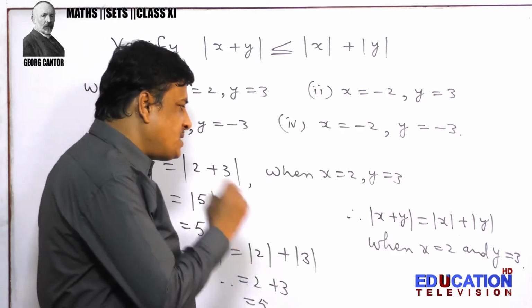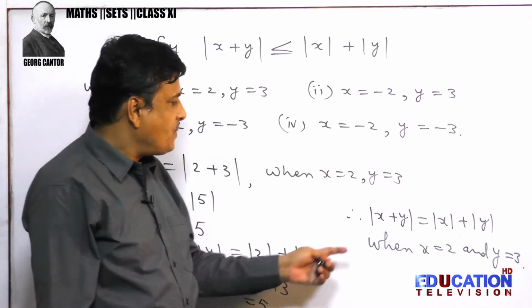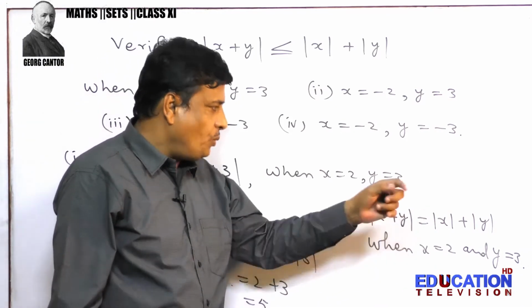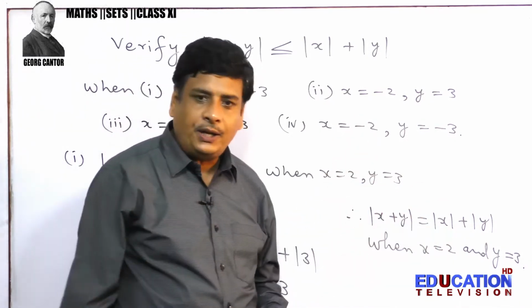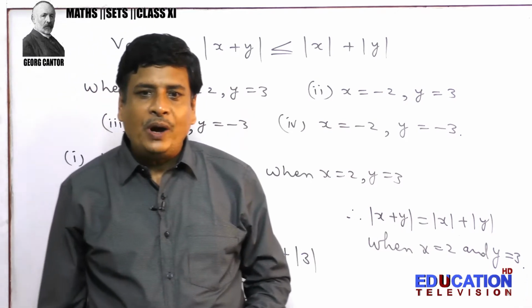Hence modulus x plus y is less than or equal to modulus x plus modulus y, which is verified when x is 2 and y is 3.